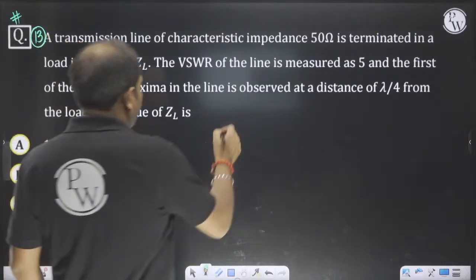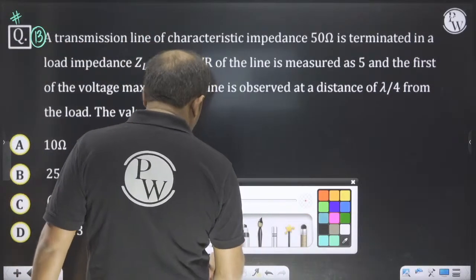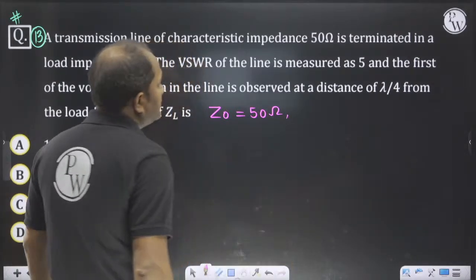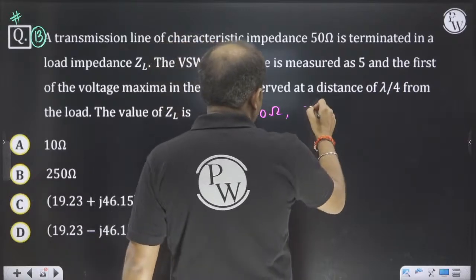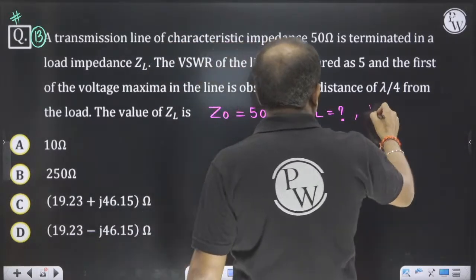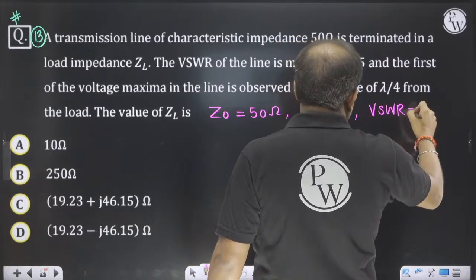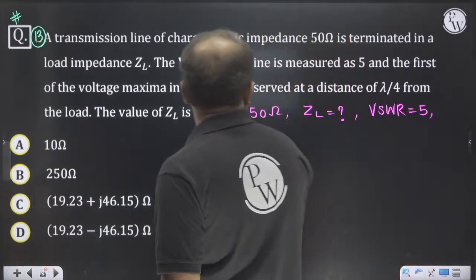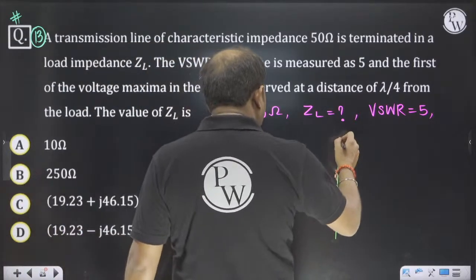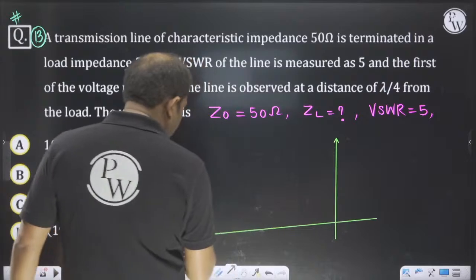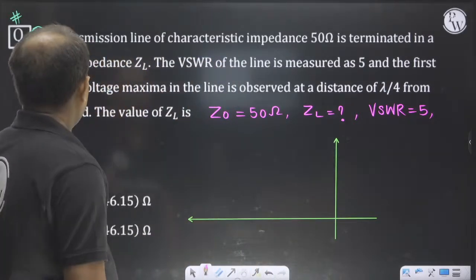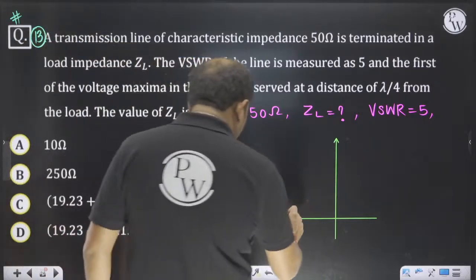They have given Z naught, 50 ohm, and it is terminated by a load impedance ZL. We don't know it; in many questions they have asked only for ZL. VSWR is 5. The first voltage maxima is measured at lambda by 4 distance from the load.